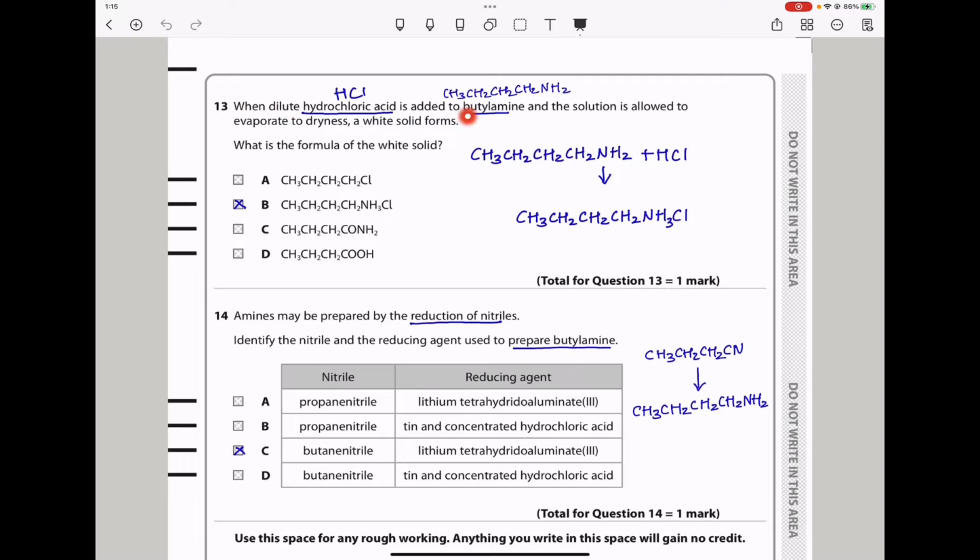When dilute hydrochloric acid is added to butylamine and the solution is allowed to evaporate to dryness, a white solid forms. Of course, the white solid formed is going to be a salt. What is the formula of the white solid? The white solid is going to be that plus, remember there is a lone pair here, so the hydrogen is going to be received to produce NH3+, and then the Cl binds there. So it's going to be something like that. Let me put a plus here and a minus to show that this is going to be an ionic compound and therefore it's going to be a salt. So this is going to be the answer. Here the positive and minus are not put, but I put them here to show you that this comes here to create a plus here and the Cl binds, forming an ionic bond.